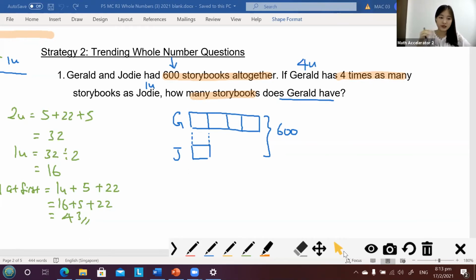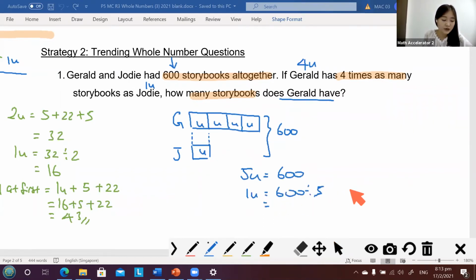Okay, great. A lot of you have the answer. If you get 480, that's correct. You'll be taking 5 units as your 600. You have 5 units in total, so to find 1 unit, you divide by 5. Use your calculator, you'll get 120.